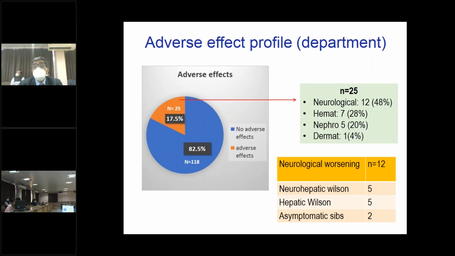Coming to the adverse effects profile in our departmental data, we have around 17.5% of cases who had adverse effects. And out of this, the majority, that is around 50%, was the neurological worsening after starting the chelators, followed by hematological adverse effects in the form of cytopenias in 28% of cases, and glomerulonephritis due to DPN in 20% of cases. Among the neurological worsening, we had about equal proportion of neurohepatic Wilson and hepatic Wilson, that is at 5 each. Also, there were 2 cases of asymptomatic siblings who had presented with neurological worsening.